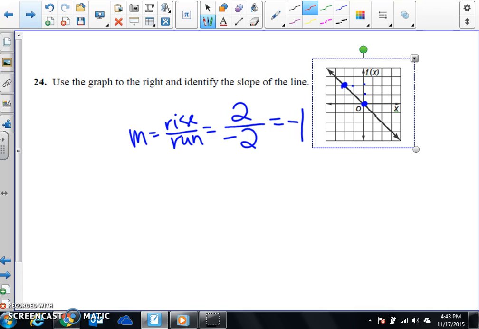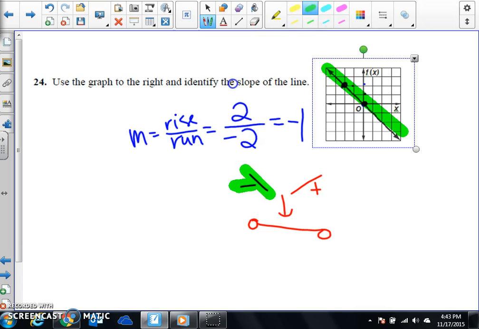Remember, I don't know how many times I can say it, do your slope guy. This is going down. This is going down. I know it has to be a negative slope. That's the biggest mistake.